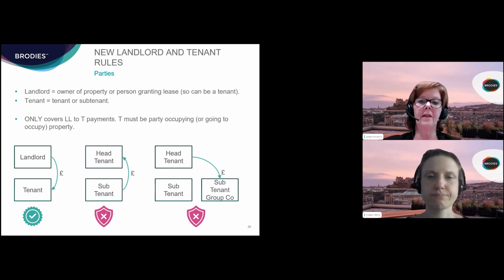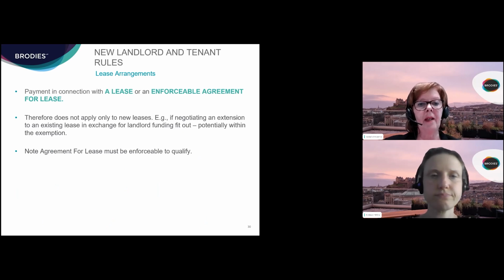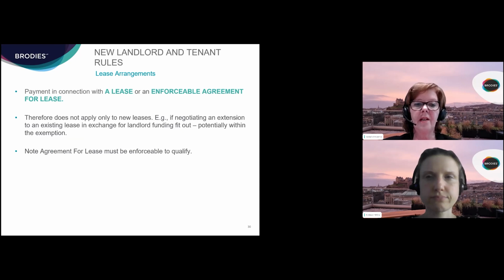If we move on to the next slide, the lease arrangements: it has to be a payment in connection with a lease or an enforceable agreement for lease. So it doesn't just apply to new leases. It can also apply to things like negotiating an extension to an existing lease. However, it does need an enforceable agreement for lease to be within the new rules. So you've got to have a lease or an agreement for lease which is enforceable.